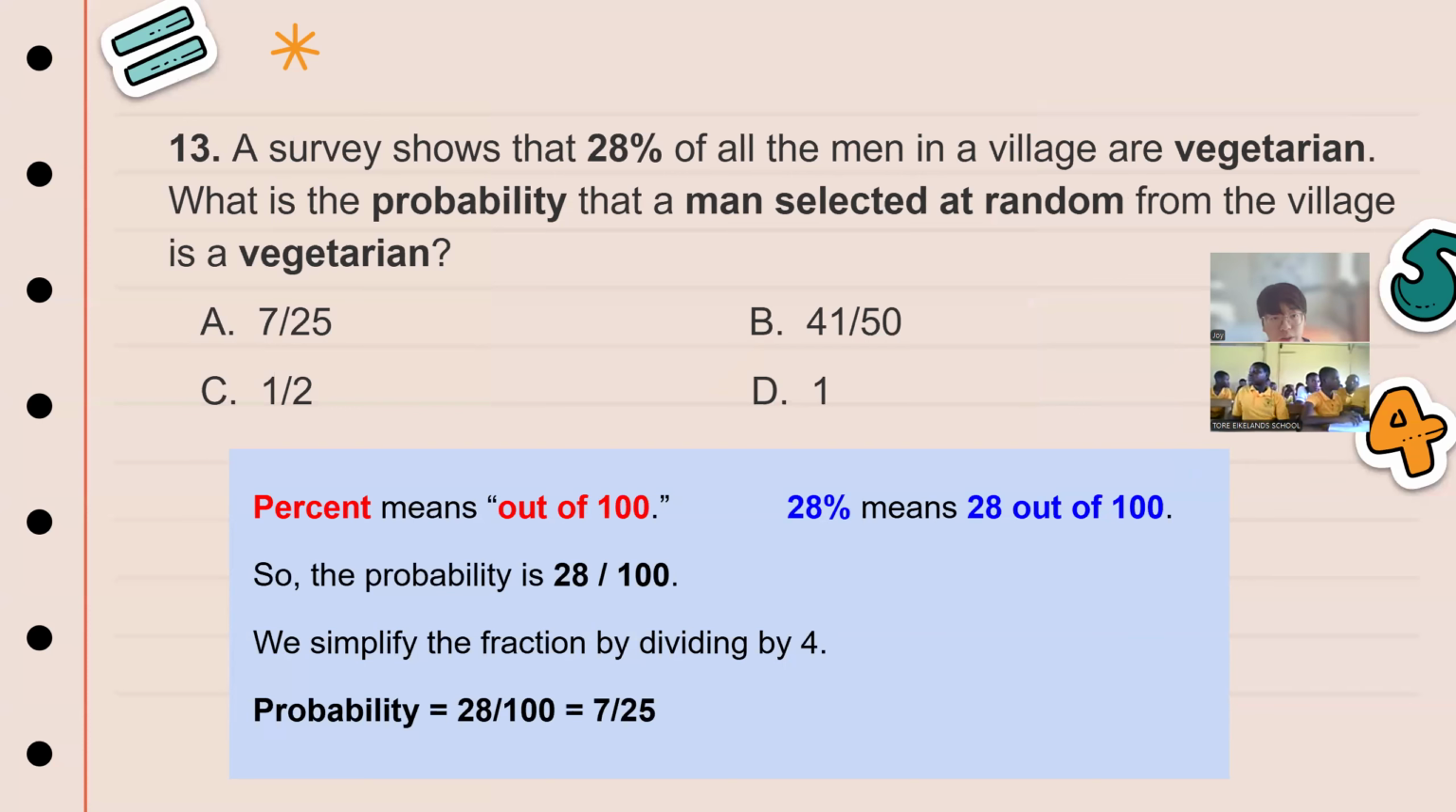So, a survey shows that 28% of the men in a village are vegetarian. What is the probability that a man selected at random from the village is a vegetarian? I want you to think about this. And if you still don't know how to solve this, you can look at the bottom hint.